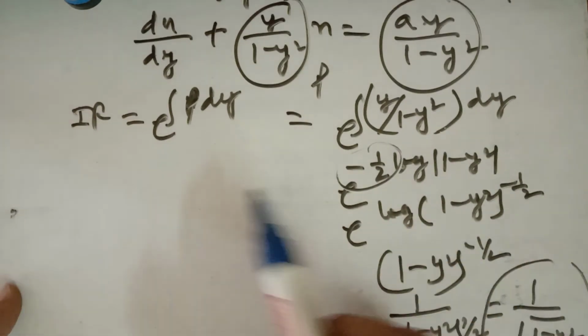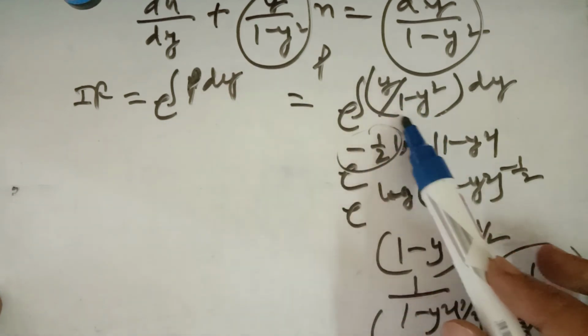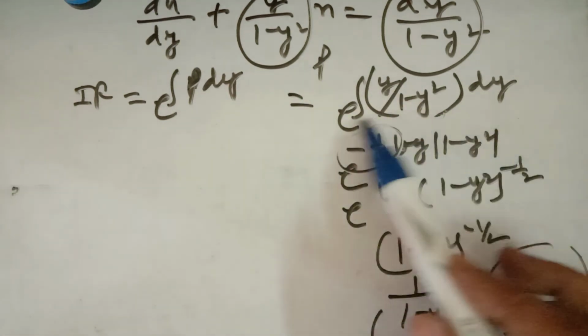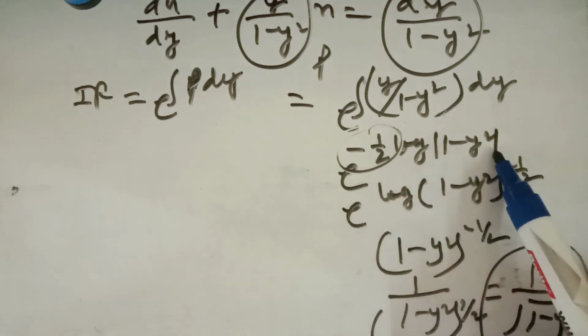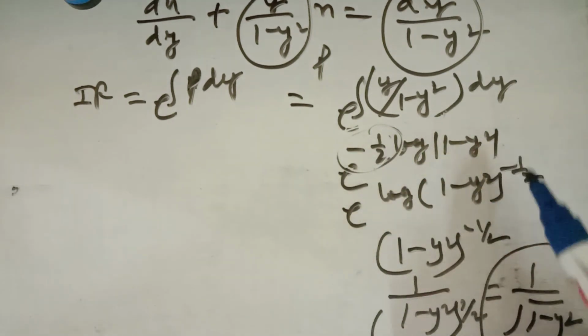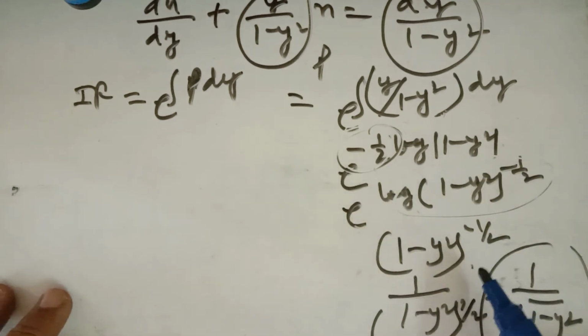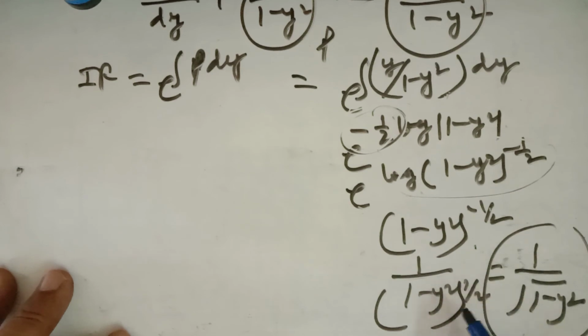And see how I have simplified the integrating factor. Integrating y upon 1 minus y square, I am getting minus half log of 1 minus y square. Using the property of the log, taking this minus half as the power, and e to the power log x equals x, taking the exponent positive, 1 minus y square to the power half is equal to under root 1 minus y square.